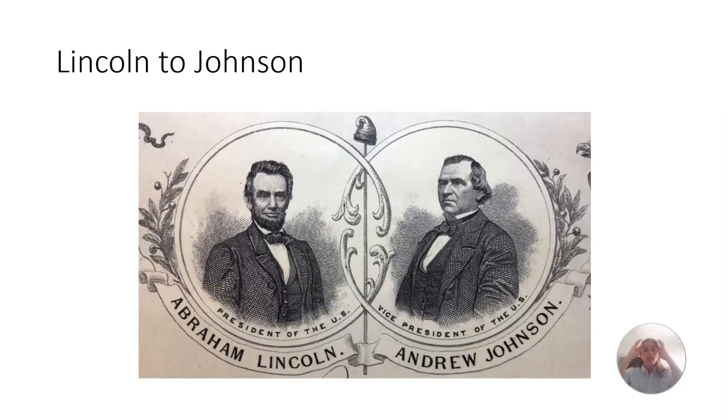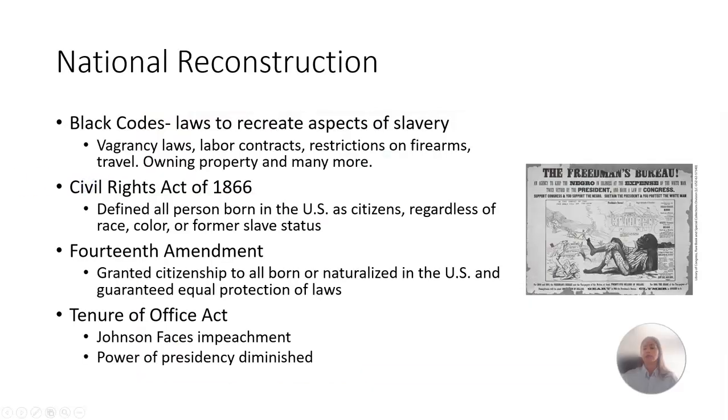In Southern states, they responded by passing black codes. And black codes are laws that really recreate almost a form of slavery in different aspects. So they restricted movement, labor, and basic freedoms, and in many ways they do recreate slavery.